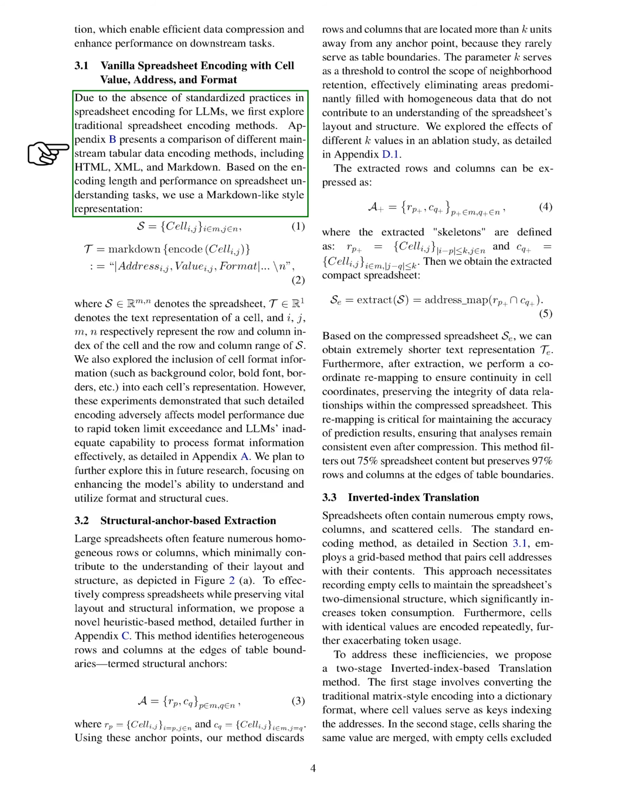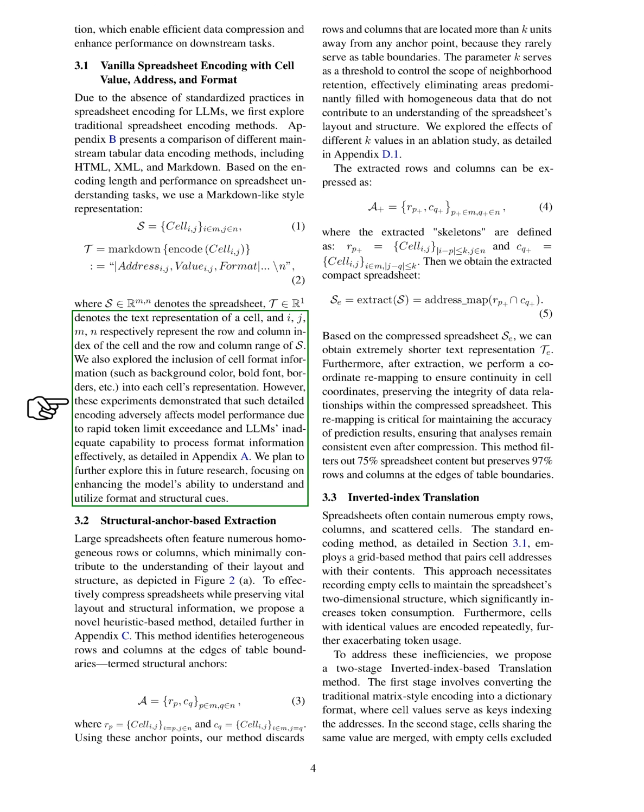In our exploration of spreadsheet encoding methods for LLMs, we found that traditional approaches lack standardization. After comparing various tabular data encoding methods like HTML, XML, and Markdown, we opted for a Markdown-like representation due to its balance of encoding length and performance in spreadsheet understanding tasks. We also considered incorporating cell format information into the encoding but discovered that it negatively impacted model performance due to token limit constraints and LLMs' limitations in processing format details effectively.